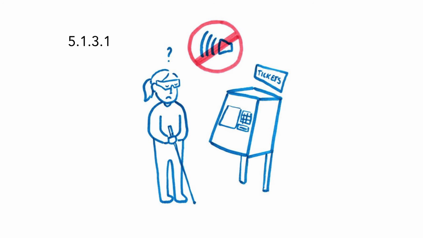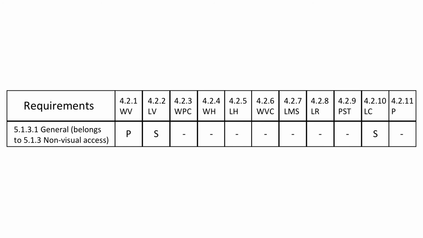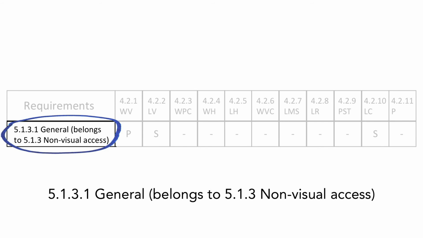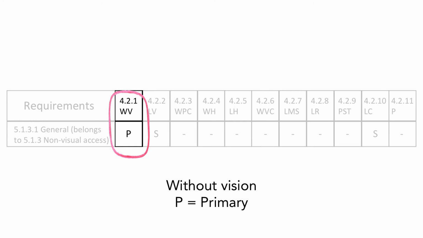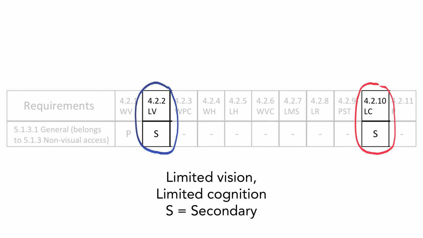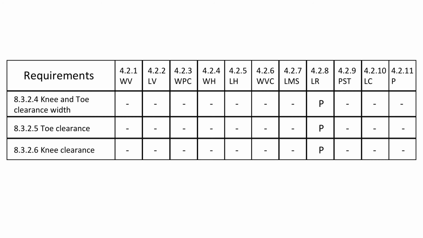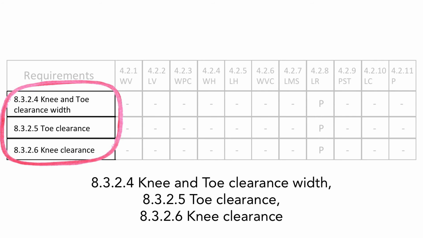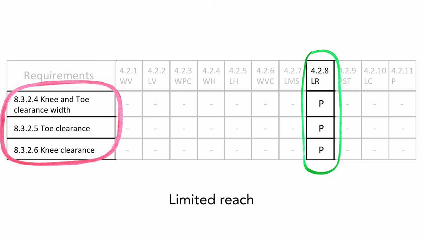To understand the impact of those failed requirements, look at table B2. Here you can see what groups are affected by the different requirements. 5.1.3.1 has a primary impact on one group, blind users, and a secondary impact on 2 other groups, users with low vision and users with cognitive impairments. We can also see that requirements 8.3.2.4, 8.3.2.5, and 8.3.2.6 all are connected to the same user group, users with limited reach. So here only one group is affected.